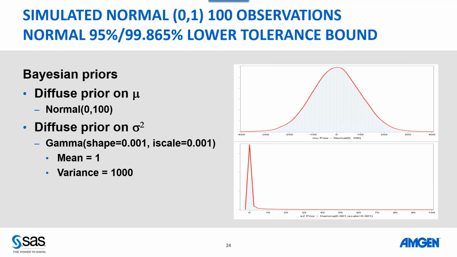But when you are in doubt, you should stay with a proper prior. A proper prior just means that it's a proper distribution with a finite integral. And this is part of the transparency of how we select the priors and why.